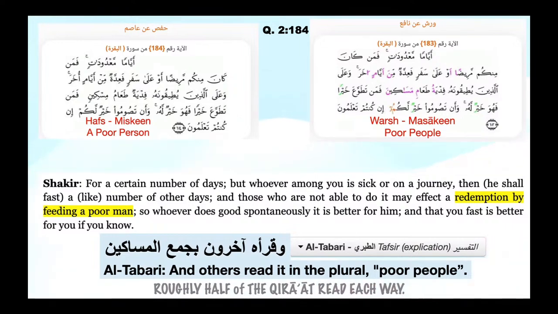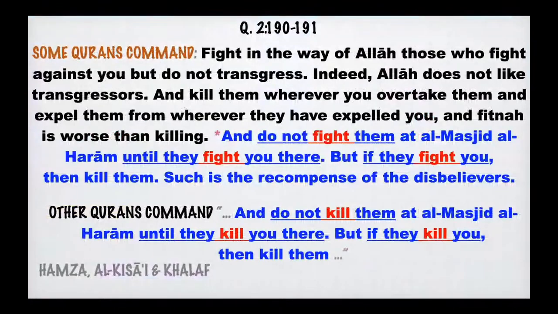Okay. And so then we have this one here, chapter 2. I put 190 just to give context, so 190 to 191. It says, fight in the way of Allah those who fight against you, but do not transgress. Indeed, Allah does not like transgressors. And kill them wherever you overtake them, and expel them from wherever they have expelled you. And fitna is worse than killing. And do not fight them at al-Masjid al-Haram until they fight you there. But if they fight you, then kill them. Such is the recompense of the disbelievers.